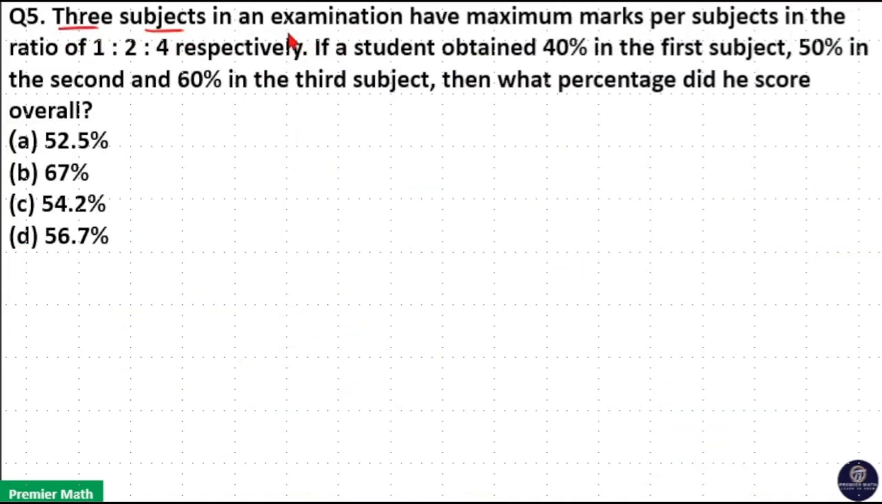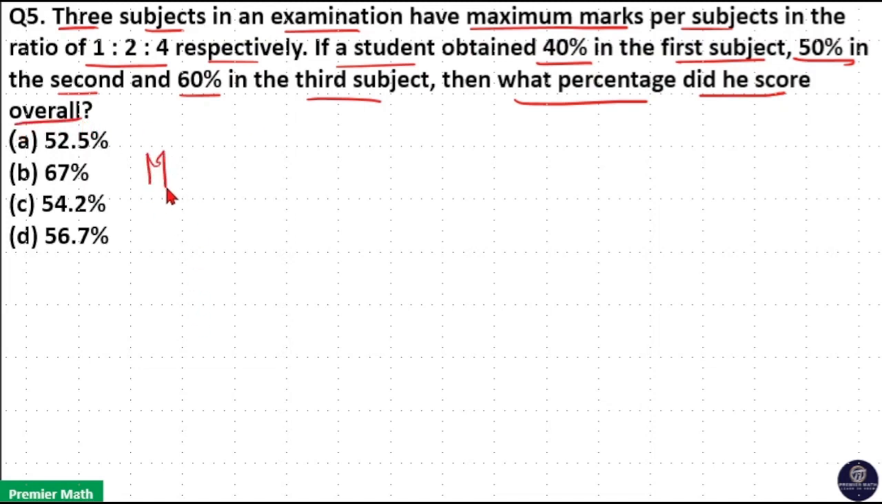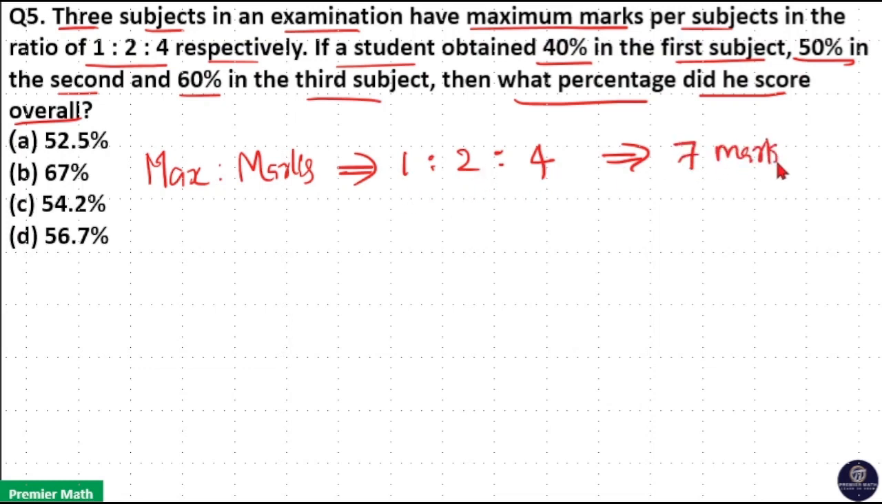3 subjects in an examination have maximum marks per subject in the ratio 1:2:4 respectively. If a student obtained 40% in the first subject, 50% in the second and 60% in the third subject, then what percentage did he score overall? Here maximum marks for these 3 subjects is in the ratio 1:2:4. That means total maximum mark is 4 plus 2 plus 1, that is 7 marks. For these all 3 subjects, total mark is 7 marks.